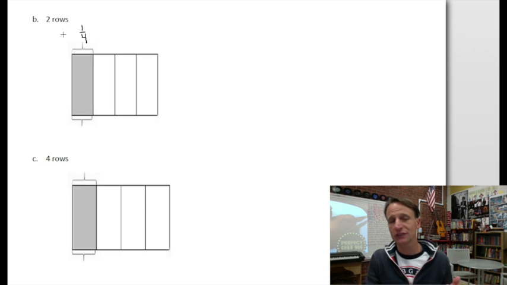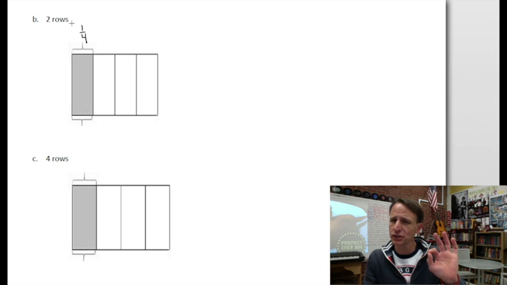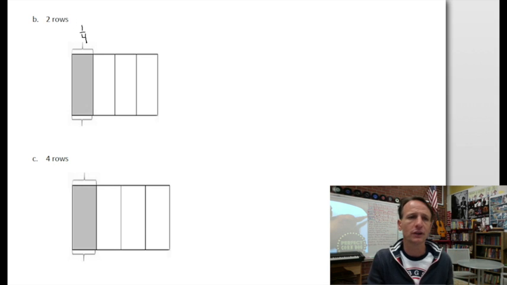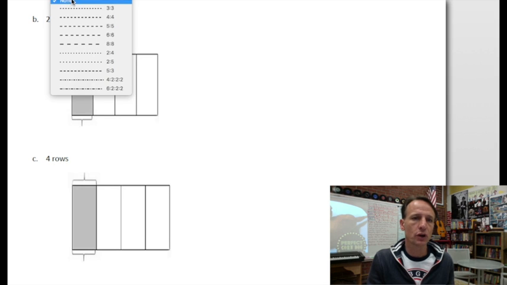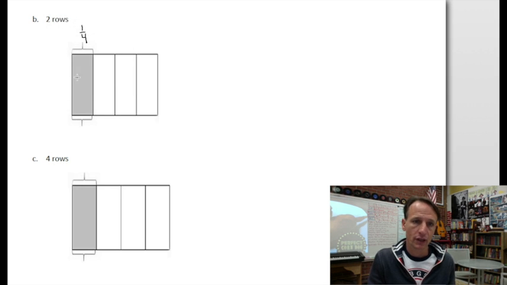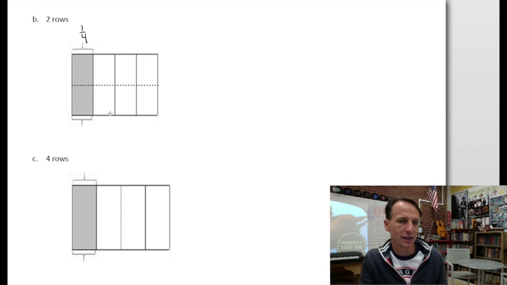And now it says to create 2 rows. Now these instructions are sometimes a little confusing. When it says create 2 rows, that means we're going to draw 1 line, because that is what will create 2 rows. Sometimes I have had students draw 2 lines thinking that 2 rows means draw 2 lines. But do you see how that works there? So now we have 1, 2 rows.